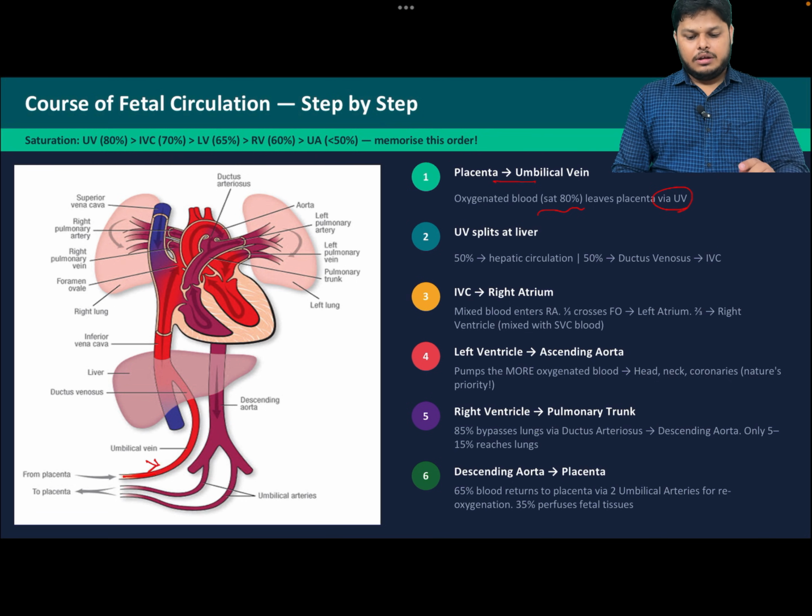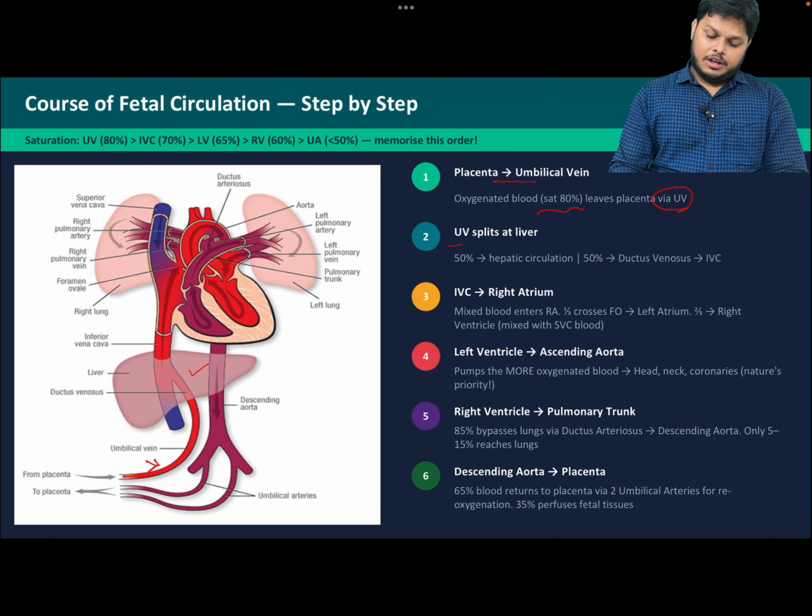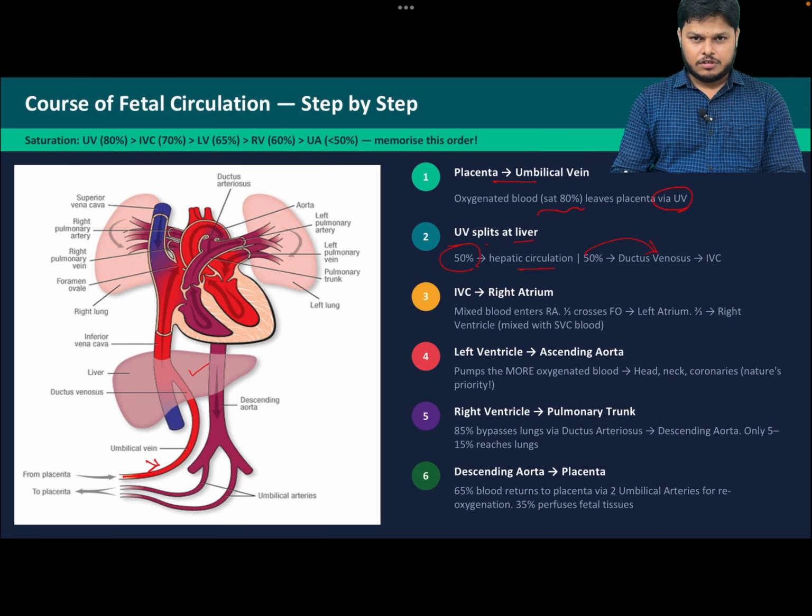Now, when the umbilical vein reaches the level of the liver, it splits into two. 50% drains into the hepatic circulation, 50% drains into the inferior vena cava. So the umbilical vein splits at the liver. 50% goes into the hepatic circulation and 50% via the ductus venosus. This is one of the important shunts in the fetal circulation. It reaches the inferior vena cava. Once you understand it, there are very few things to mug up.